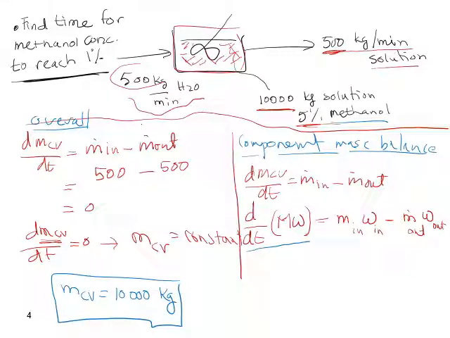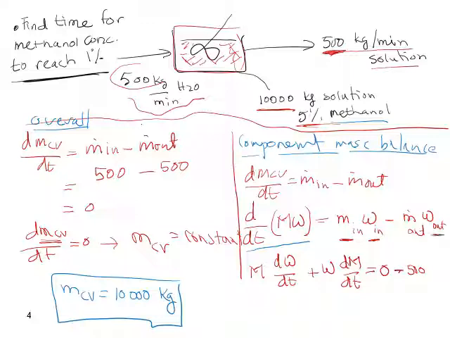So this will be equal to m dW/dt plus W dm/dt equals m_in times W_in. So what is the concentration of methanol going in? There is no methanol in the input stream, it's just water. So this is 0 minus m_out, which is 500.